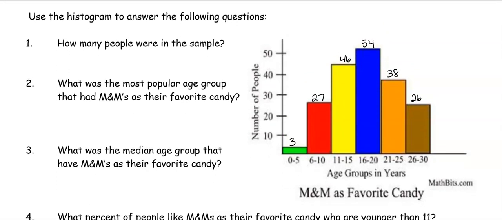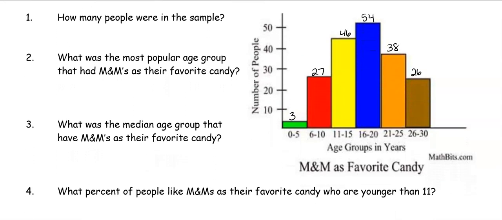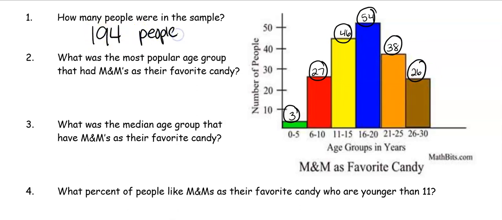So we have no information except for what was given in our chart. So we see different age groups, how many people in those age groups have M&Ms as their favorite candy. How many people were in the sample? Well, if there's 3 here, 27, 46, 54, 38, 26, I take all of those and I add them up, and there are 194 people.